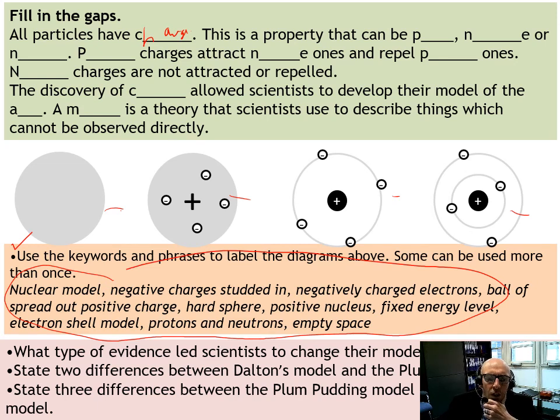So for example, this first one, nuclear model, I'm going to write next to this one, because this is when the idea of a nucleus in the centre of the atom came up. Hard sphere. When was the idea that atoms were a hard sphere? I'm going to write hard sphere here. So you can move through that, draw the 4 diagrams. So you've got the green thing to do and then the orange thing to do. Okay. Pause now. Do those, please.